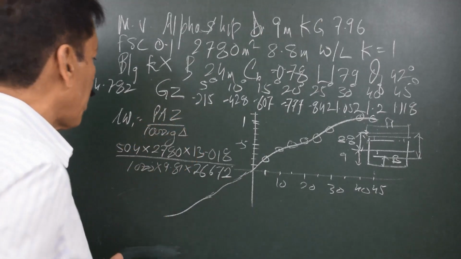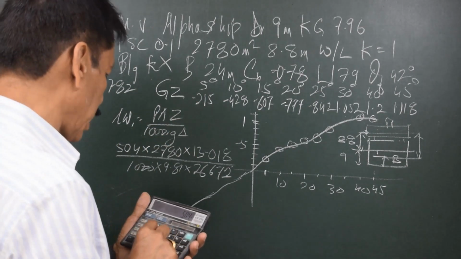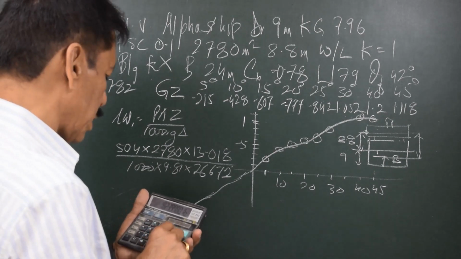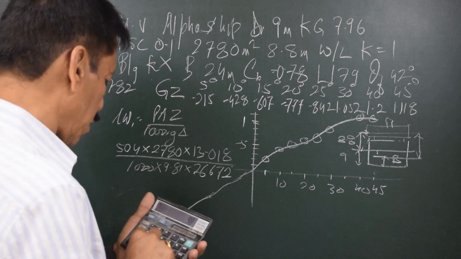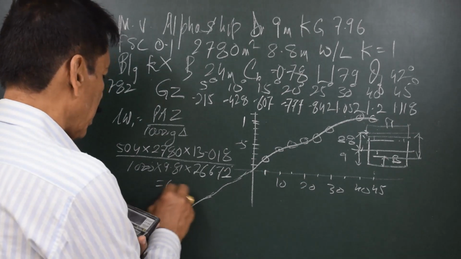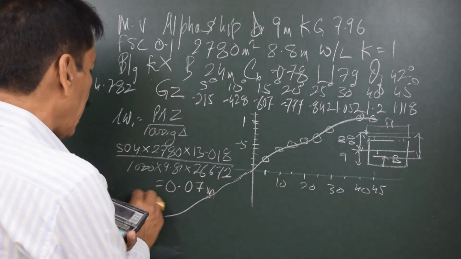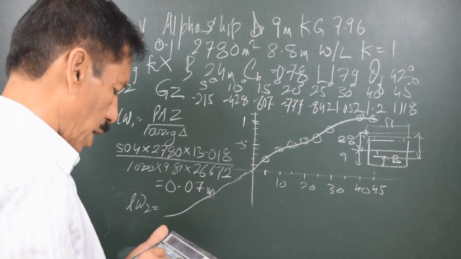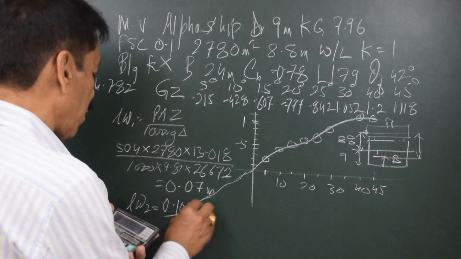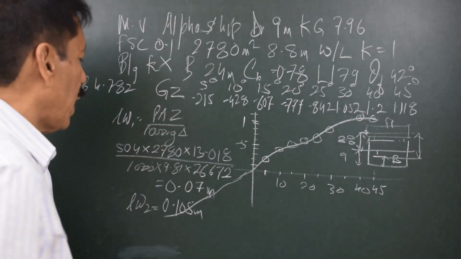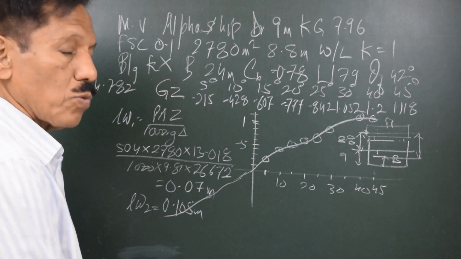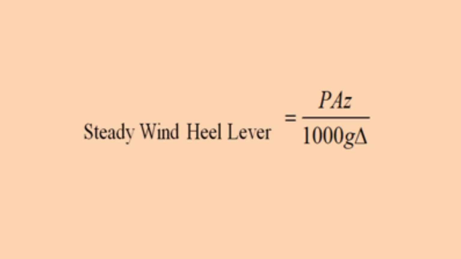So I have PAZ divided by 1000 G delta. Let me see, 504 into 2780 into 13.018 divided by 1000 into 9.81 into 26,672 gives me LW1 as 0.0697. So that is as good as 0.07 meters. That is LW1. And LW2 will be equal to this value multiplied by 1.5, that is 1.5 times LW1. So that makes it 0.105 meters. So we have LW1 calculated as 0.07 meters, and LW2, which is 1.5 times LW1, is 0.105 meters.